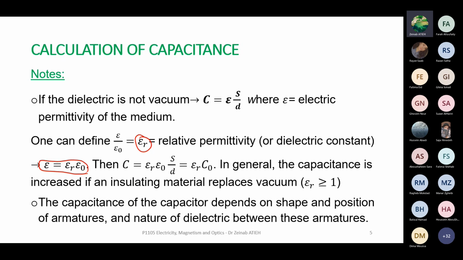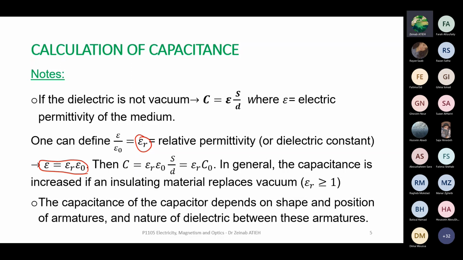And this is the relative permittivity. It's just a number, in order to define the permittivity of a certain medium. By experiments, this epsilon r is usually greater than 1. So all media other than vacuum have an epsilon greater than epsilon 0, which means that if I replace vacuum by any other insulator, the capacitance will be higher.